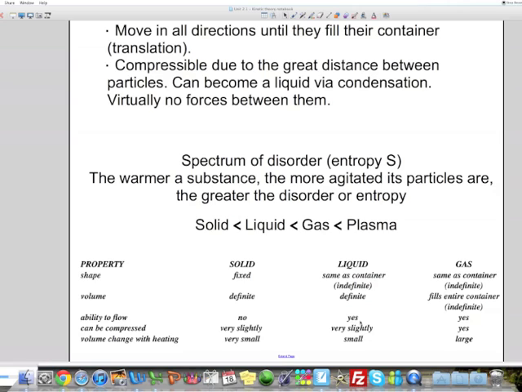Ability to flow: solid cannot flow. A liquid, yes, it can flow. A gas as well. Can it be compressed? It's only the gas that can be compressed. And can the volume change with heating? For a solid, you can change it a little bit. The liquid as well will, if you heat up a liquid, take a touch more space. A gas will be much more affected by a change of temperature.